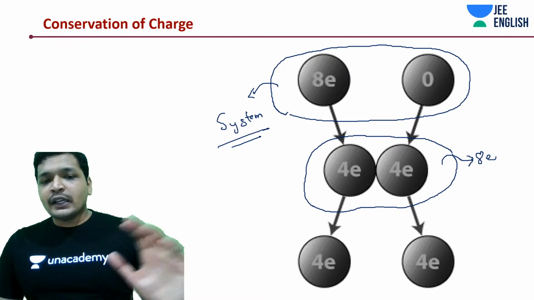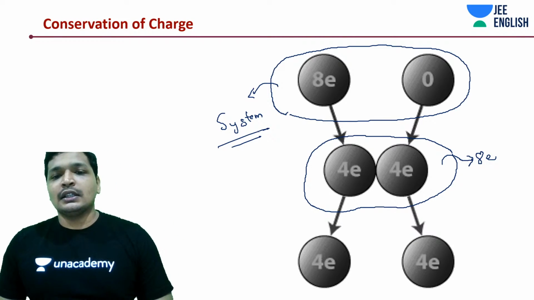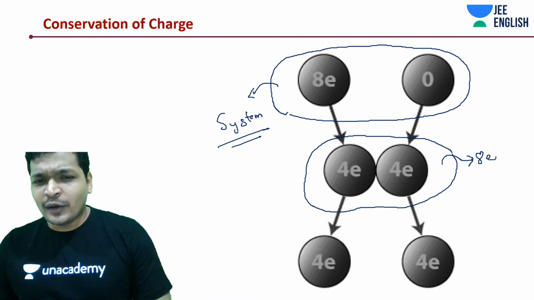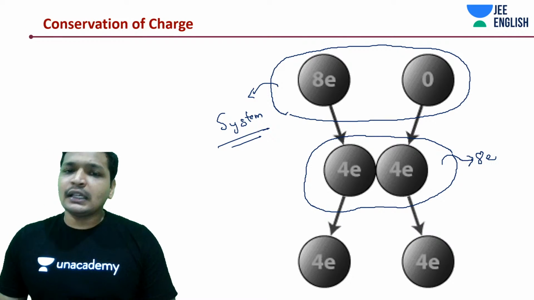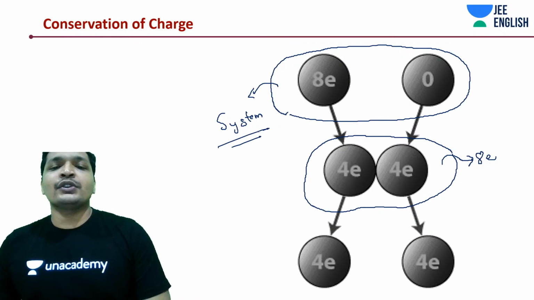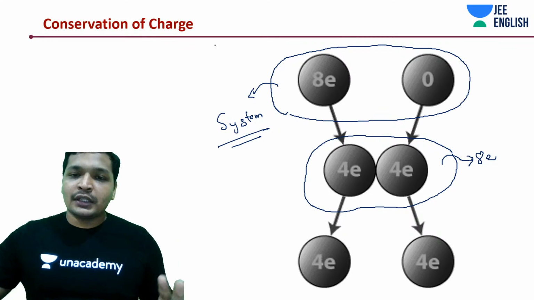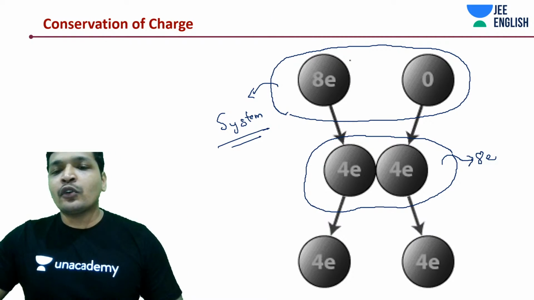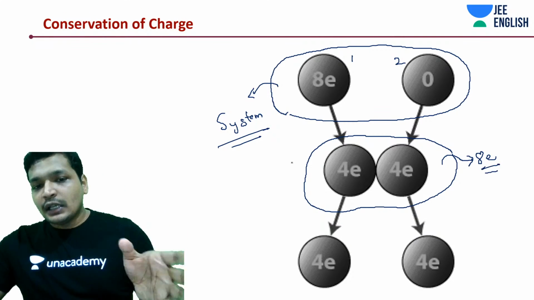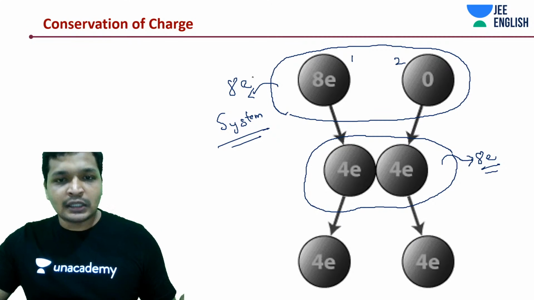Anyway, to give you a brief, the few things you need to know about charges are that charge is a fundamental property, and charge is quantized. It will exist in integral multiples of E, where the value of E is 1.6 into 10 to the power minus 19. And for the entire system, like if I'm calling these two spheres a system, the amount of charge present in the system will never change. It will be 8E only. If you bring any other thing into the system, that will also be considered inside the system.